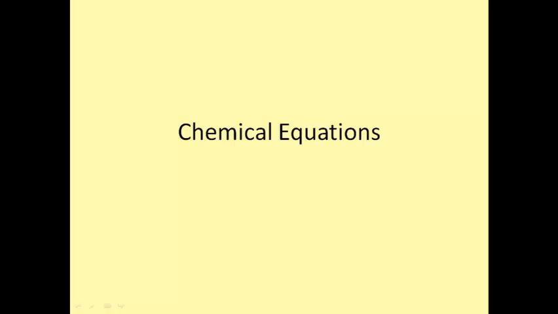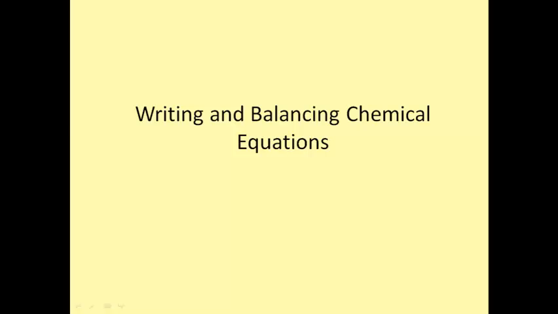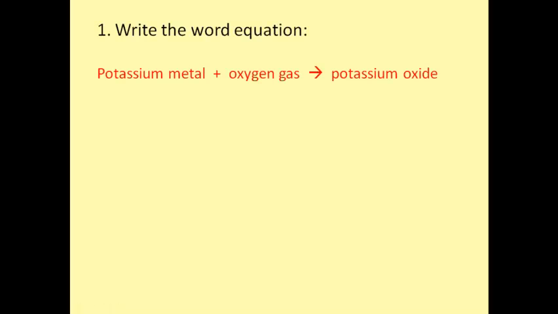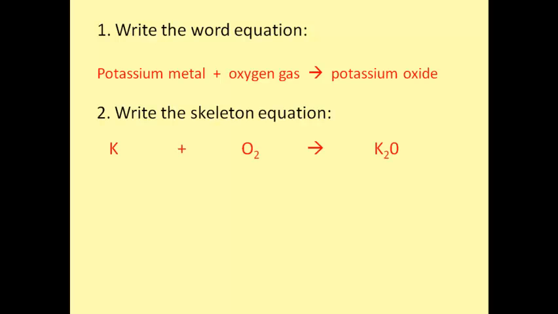Chemical Equations Part 2. Writing and balancing chemical equations. To write and balance a chemical equation, we first start with the word equation. For example, potassium metal plus oxygen gas produces potassium oxide. We write the skeleton equation without any states shown. K for potassium metal plus O2, oxygen gas, produces K2O, potassium oxide.